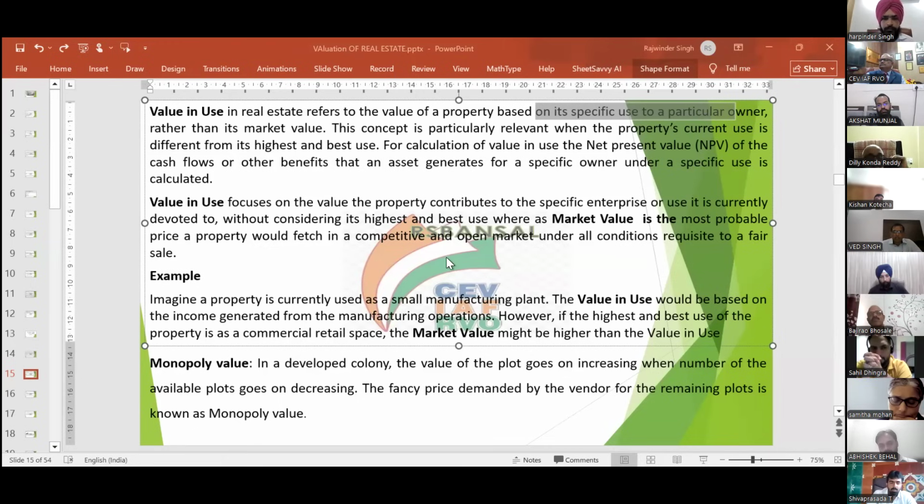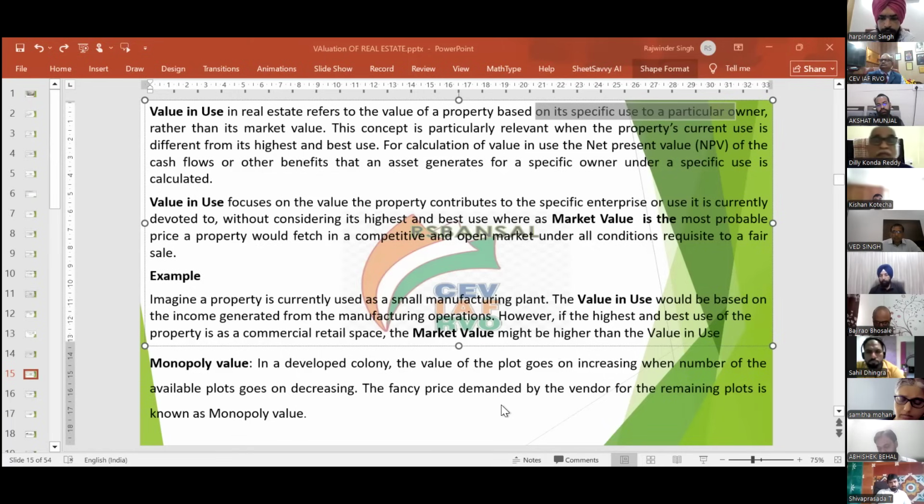So let us suppose I have a manufacturing unit in the commercial zone. The value in use would be based upon the income generated from the manufacturing operations. However, its highest and best use in the commercial retail space may be much higher than the present use. So this is value in use.